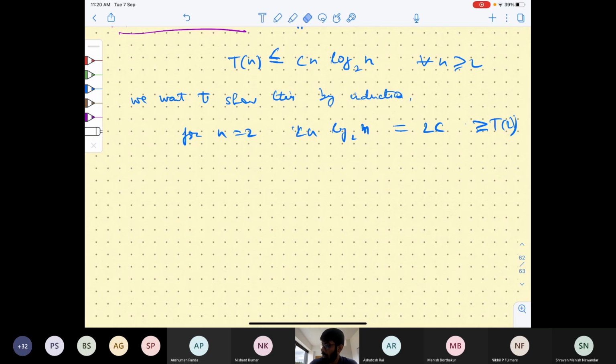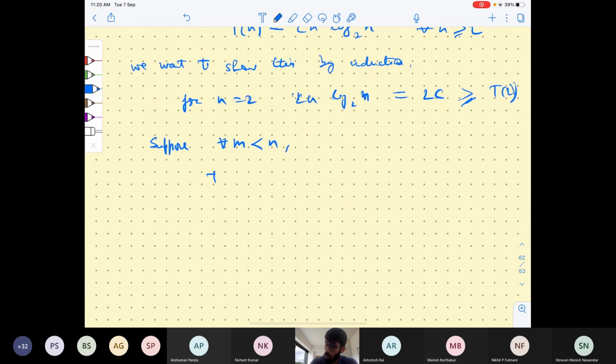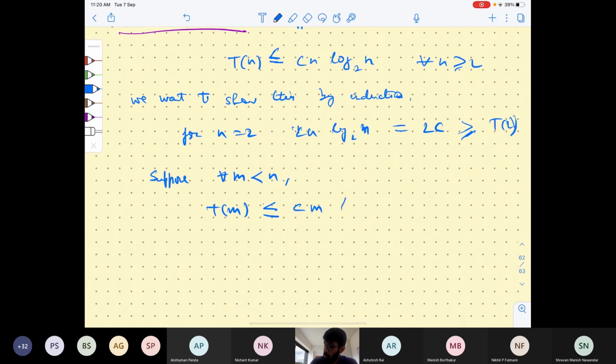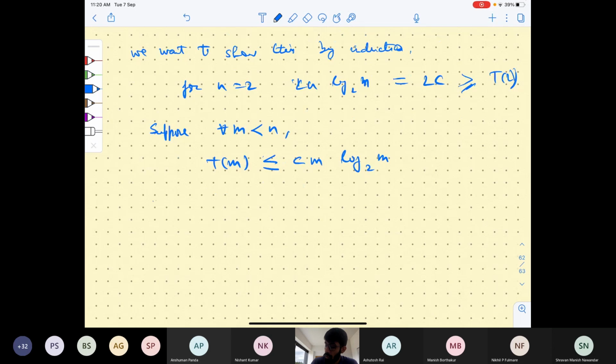This is strictly greater than for positive C, but it's fine. Anyway, we just need less than or equal to. That is not the problematic thing. All right, so the base case is done. Now suppose for all m less than n, we have this inequality, that T of m is less than or equal to C m log base 2 of m. So suppose we have that, and now we want to show it.